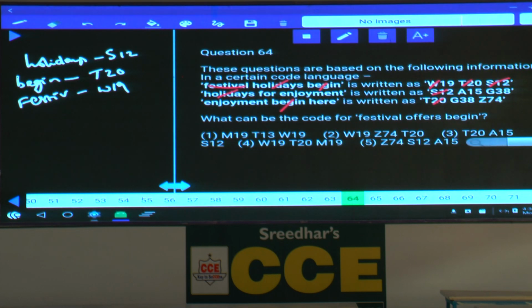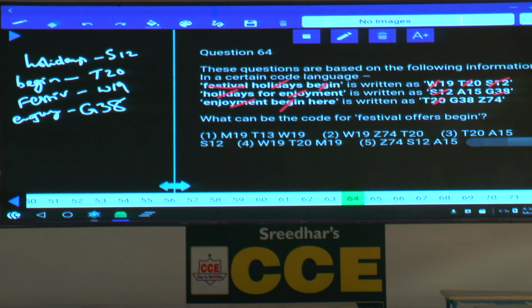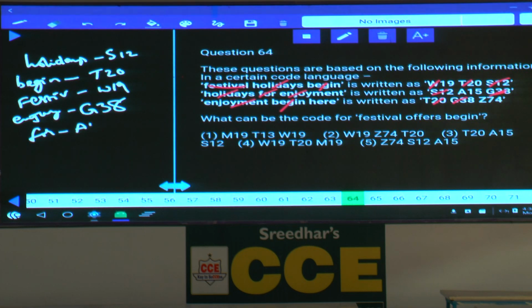Then, compare the second and the third. For and enjoyment, enjoyment is common between these two. As enjoyment is common, tell me what the code is here? A15, G38. G38 is common. If enjoyment is G38, then what is left over in condition number 2, for. And the code to the word for is A15, and here is left over, and the code to the word here is Z74. Done? These are the words and their corresponding codes.